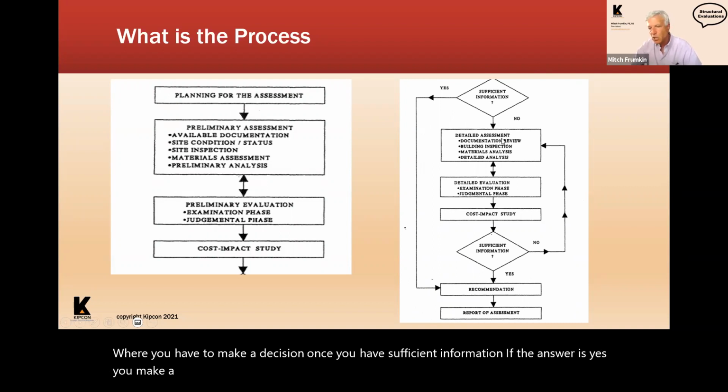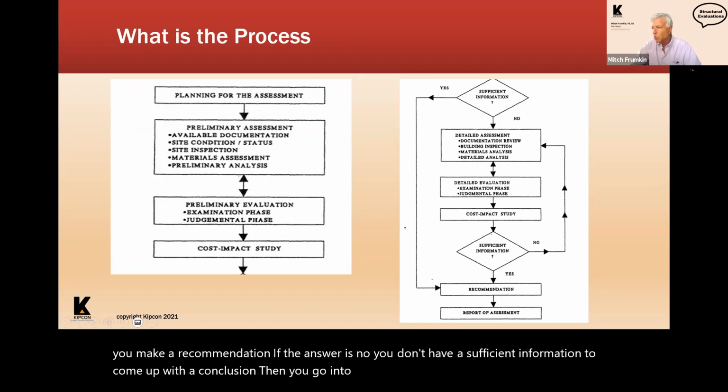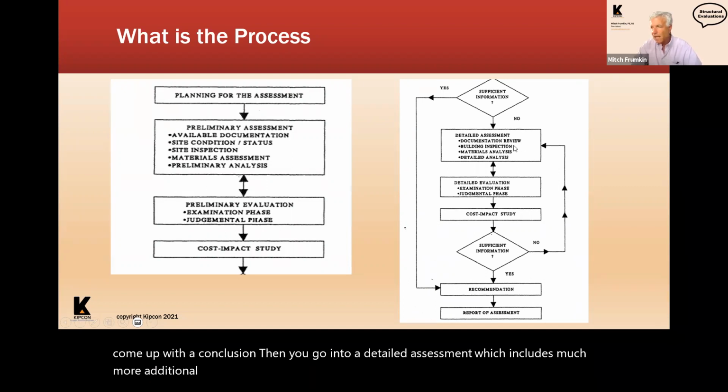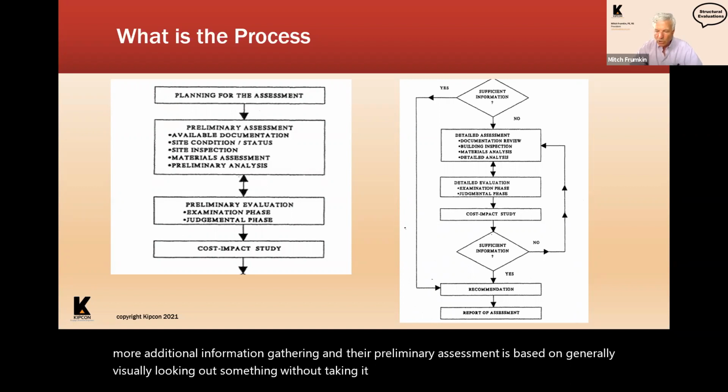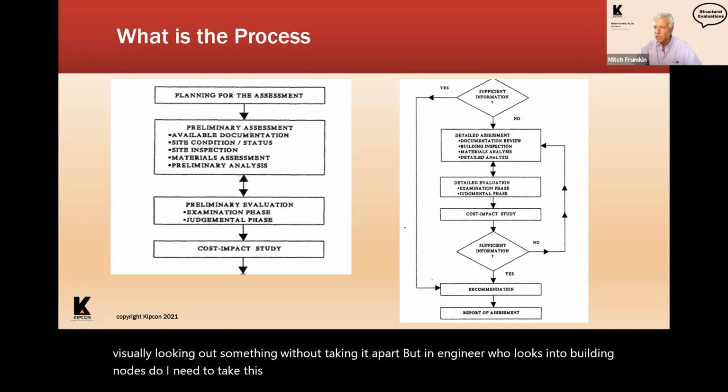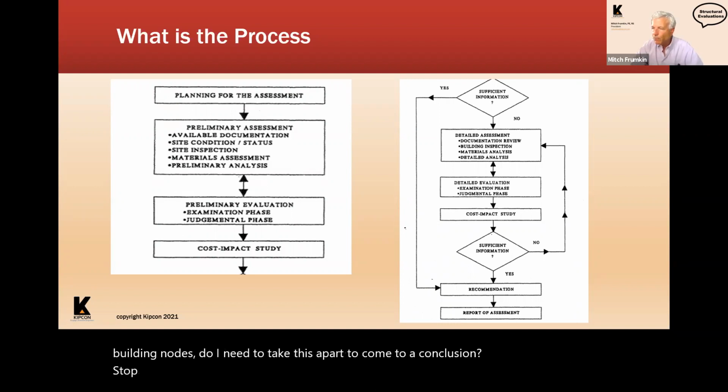If the answer is no, you don't have sufficient information to come up with a conclusion, then you go into a detailed assessment, which includes much more additional information gathering. And the preliminary assessment is based on generally visually looking at something without taking it apart. But an engineer who looks at a building knows, do I need to take this apart to come to a conclusion? So if the conclusion is we need to do a more detailed evaluation, that then may include some testing.